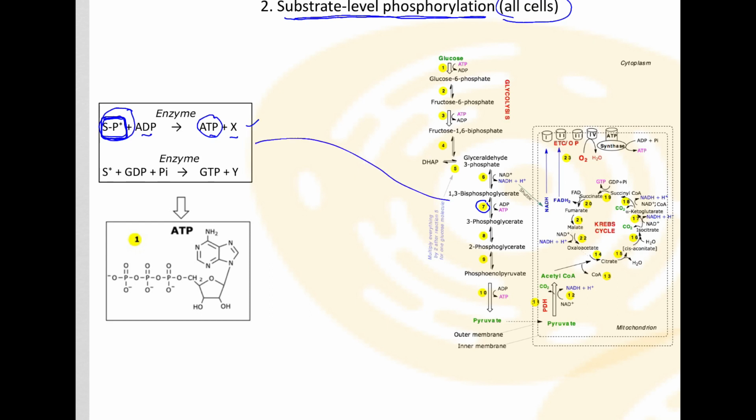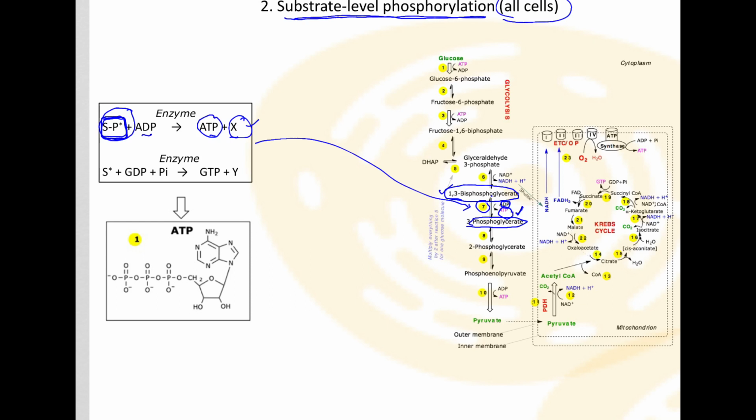1,3-bisphosphoglycerate is a highly unstable substrate, very rich in energy. It can react with ADP to give us ATP. So substrate-level phosphorylation generates ATP. And the other product we get here is 3-phosphoglycerate, which is much more stable compared to 1,3-bisphosphoglycerate.